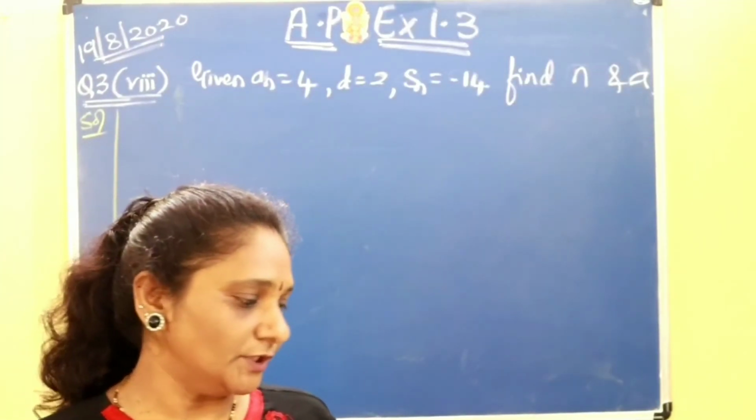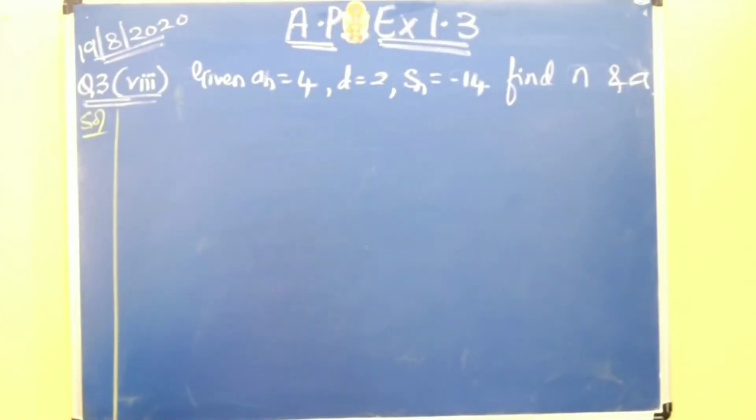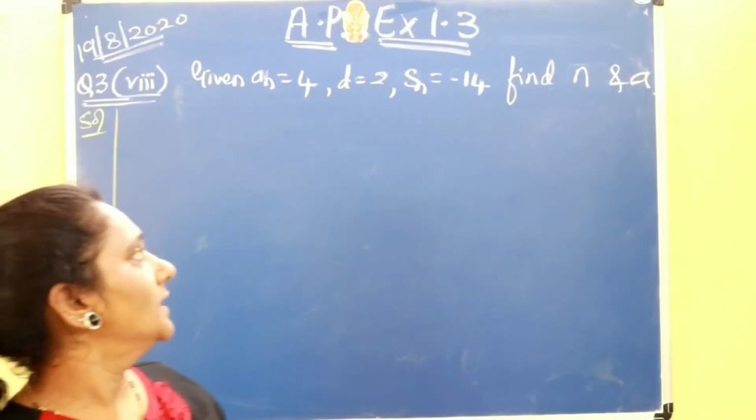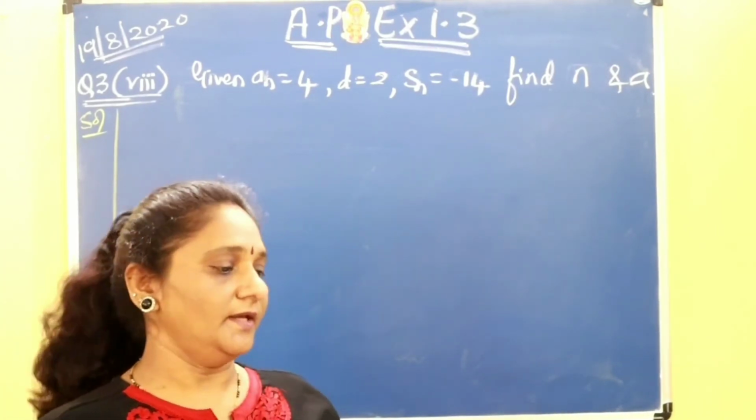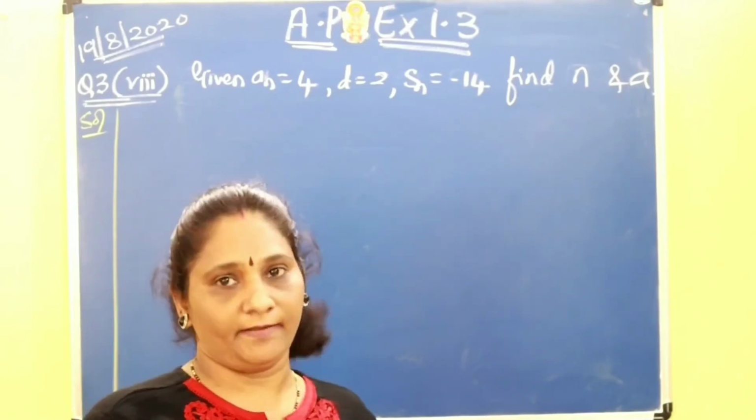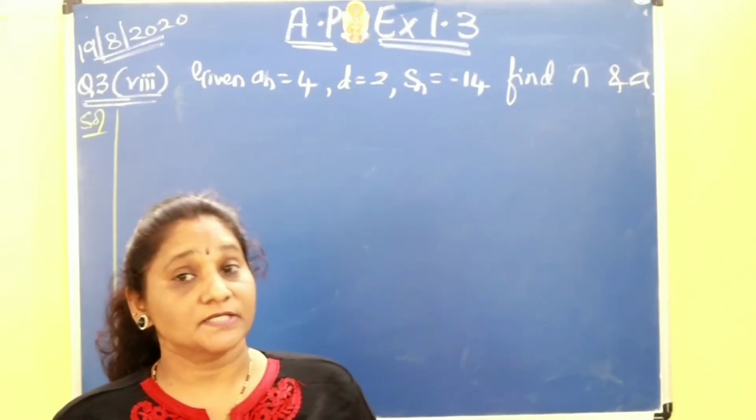Coming to the 8th question. Given an is equal to 4, d is equal to 2, Sn is equal to minus 14, find n and a. So an is equal to 4.